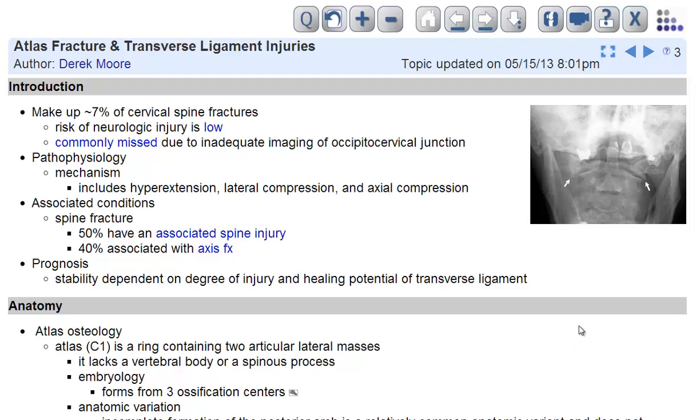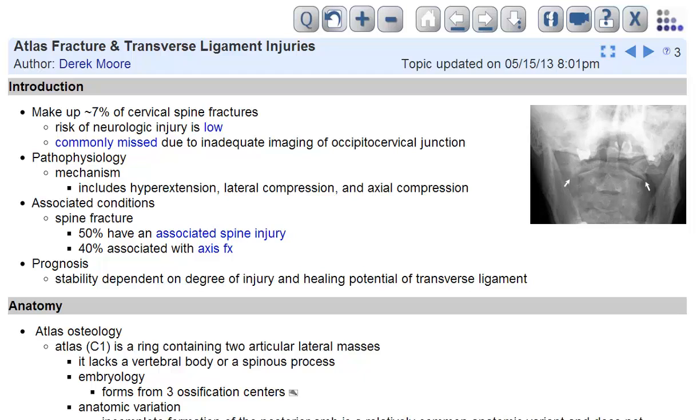So now we're going to talk about atlas fractures and transverse ligament injuries. Atlas fractures make up about 7% of all cervical spine fractures. The risk of neurologic injury is actually relatively low, and this is for the same reason as for odontoid fractures. It's because at this area, the spinal canal is relatively large compared to the cross-sectional area of the spinal cord, so you have some extra room there. However, these injury patterns are commonly missed.